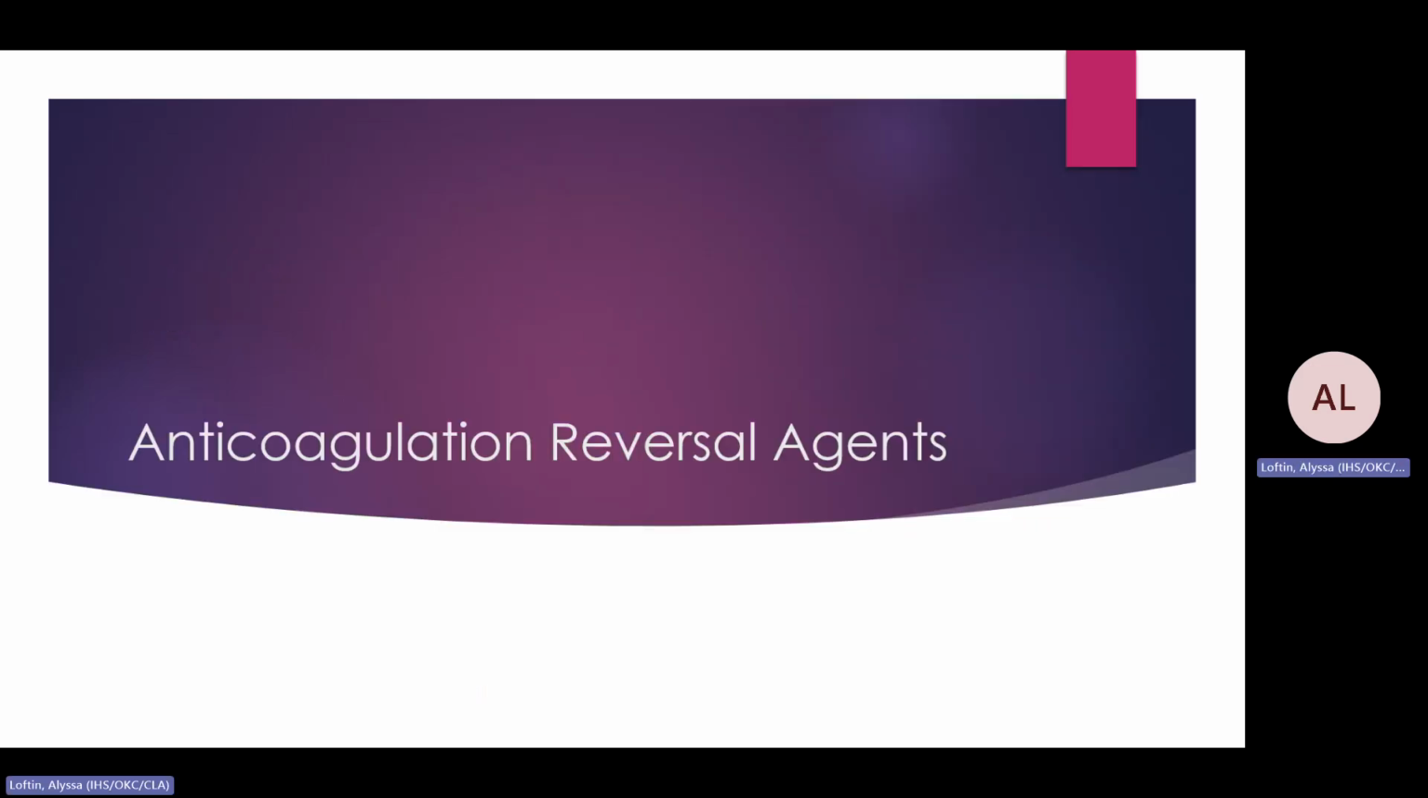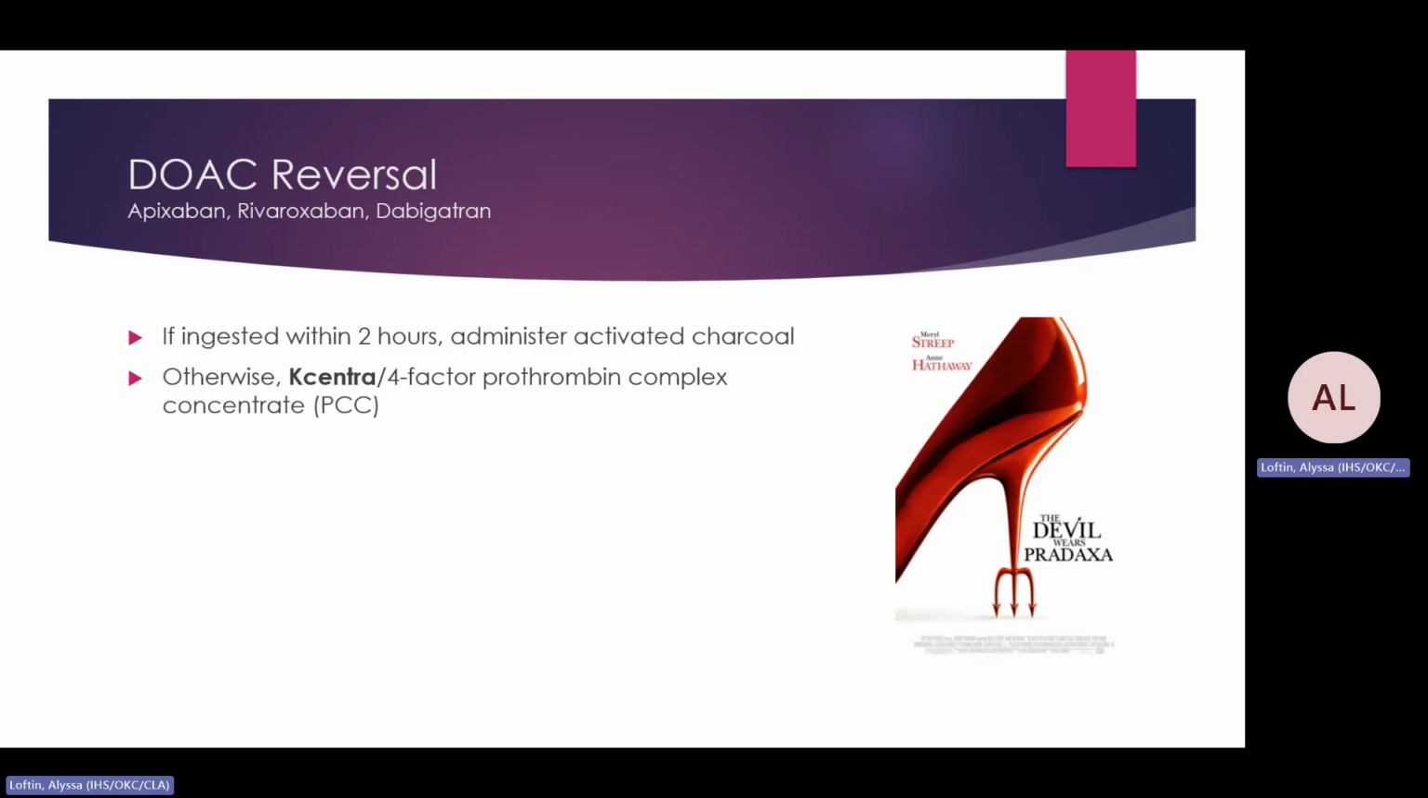So now we're going to talk about anticoagulation reversal agents. For DOAC reversals, this is going to be apixaban, rivaroxaban, and dabigatran. If it's ingested within 2 hours, you can administer activated charcoal. Otherwise, you're going to use Kcentra, which is 4-factor PCC.